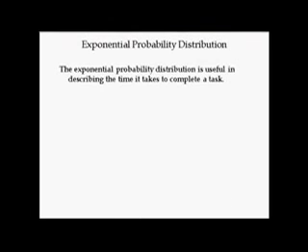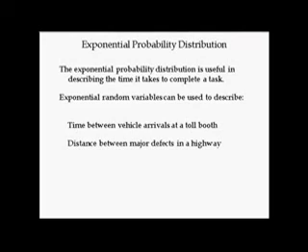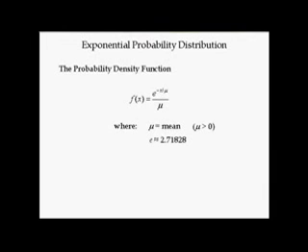The exponential probability distribution is useful in describing the time it takes to complete a task. Exponential random variables can be used to describe time between vehicle arrivals at a toll booth, distance between major defects in a highway, or time required to complete a questionnaire. The exponential probability density function is f of x equal to e raised to the ratio of negative x and mu, divided by mu, where mu is the mean, which must be positive, e is the natural number, approximately 2.71828, and x is a random variable that cannot take on negative values.